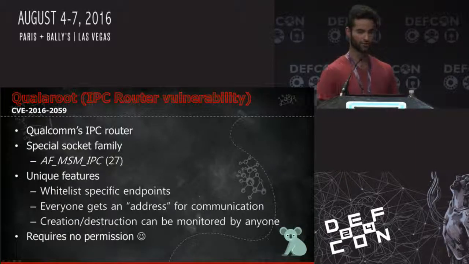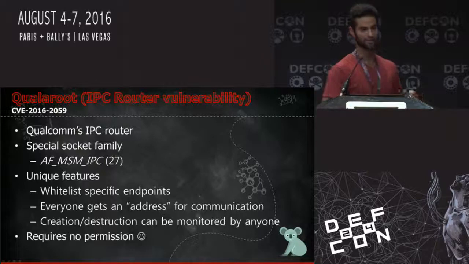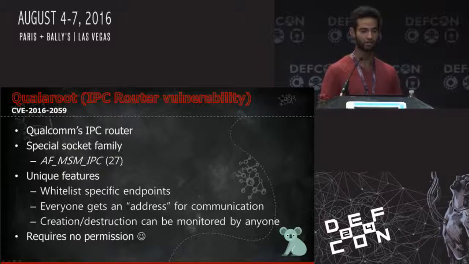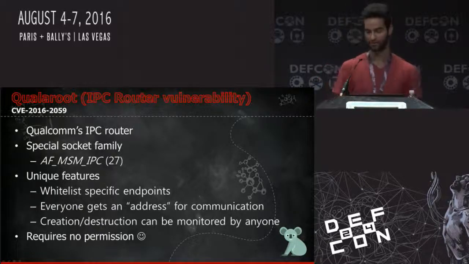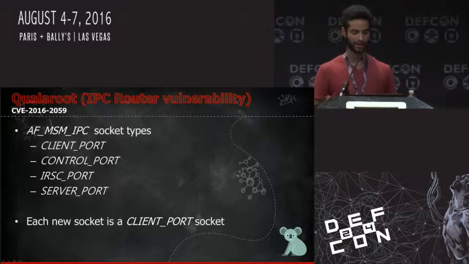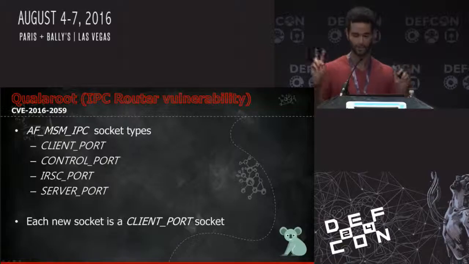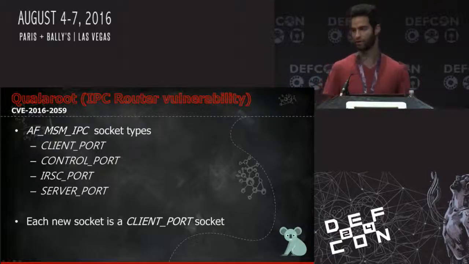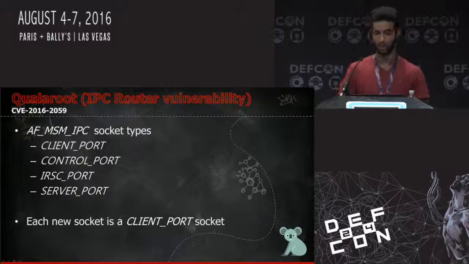And now another cool feature in this IPC: anyone can monitor the entire system. So for example, I can get a notification for any creation or destruction of a socket with this address family. And the best thing about it, no permissions are required to do that. So this address family has 4 different subtypes. We are going to focus only on client port and control port, mainly because IRSC port and server port require high privileges. Every time you create a socket, the socket is a client port socket.